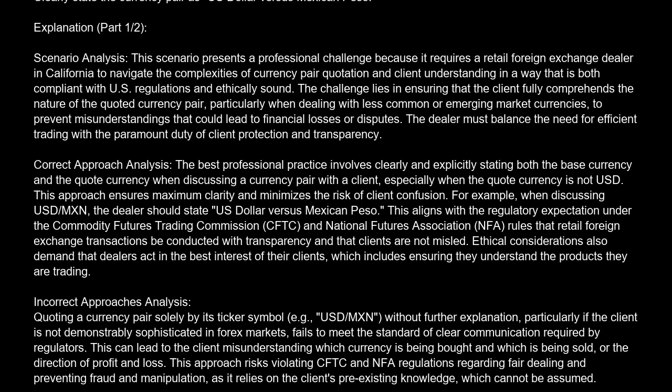The correct answer is D. Clearly state the currency pair as US dollar versus Mexican peso.